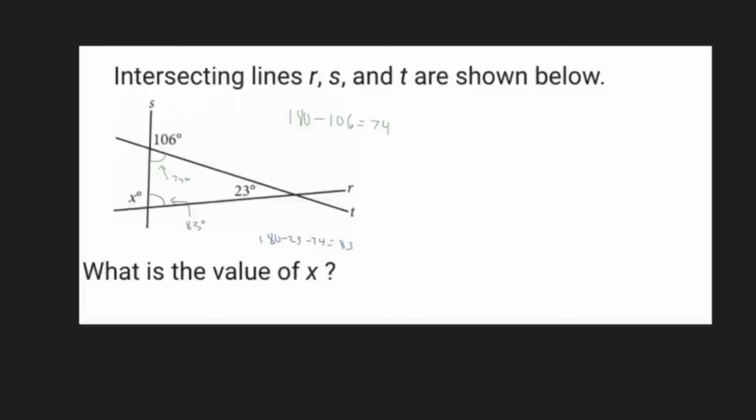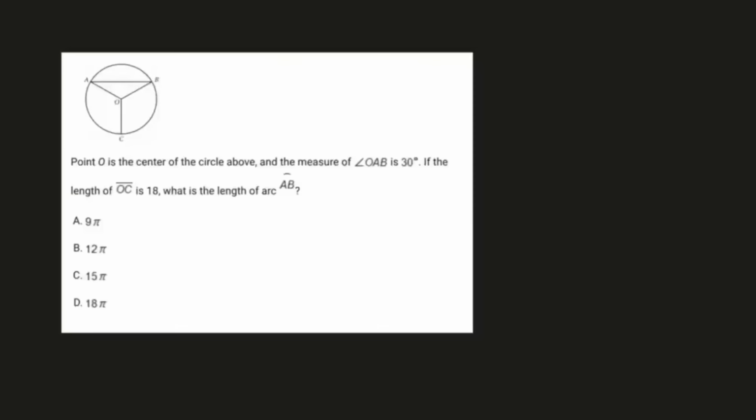Now why? Because we have two angles lying on the line R, right? So any two angles on a line will be equivalent to 180 degrees. And so here we're going to just do 180 minus 83 and get our value of X, which is going to be 97 degrees. And yeah, that's how you do it.